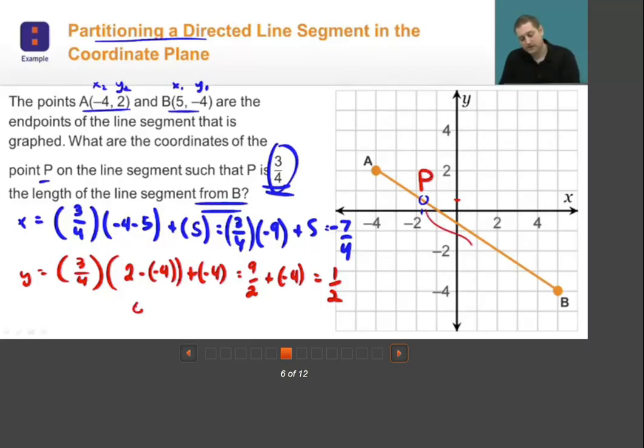Notice that P does look to be about 3/4 of the way from B to A. So that verifies the reasonableness of the answer. And so we know our answer, our partition, P, is at the coordinate point -7/4, 1/2. All right, so go ahead and think about this as you try this next problem on your own.